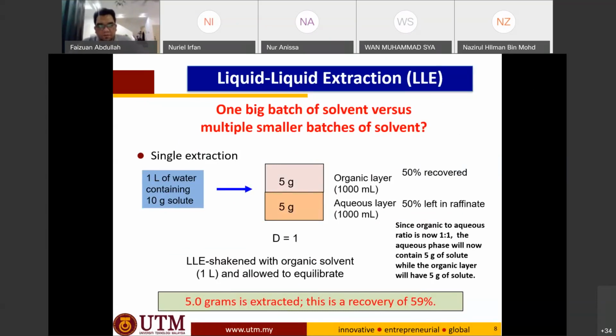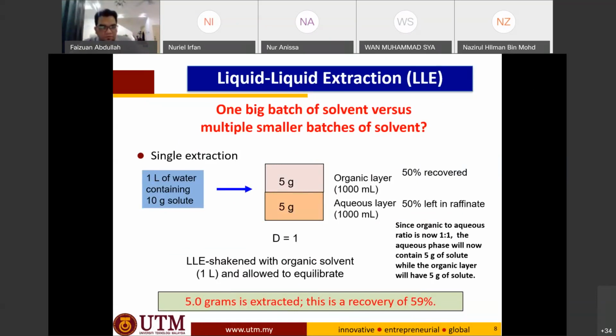Solvent versus multiple smaller batches of solvent. This is how to reduce the consumption of a large volume of solvent. So we do it in a separate step, right?